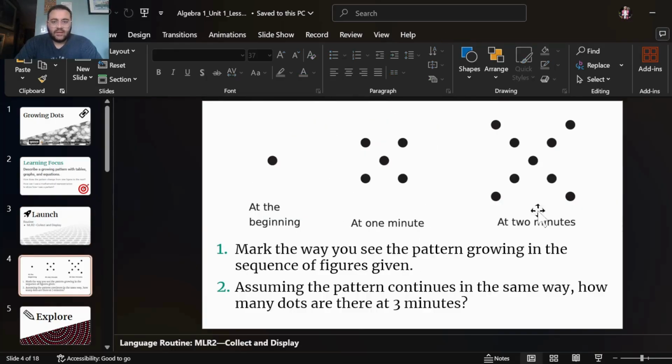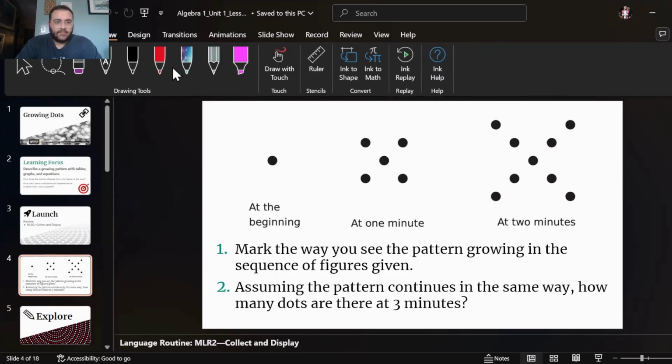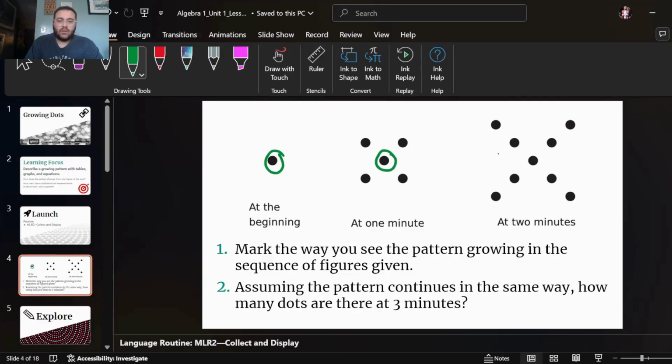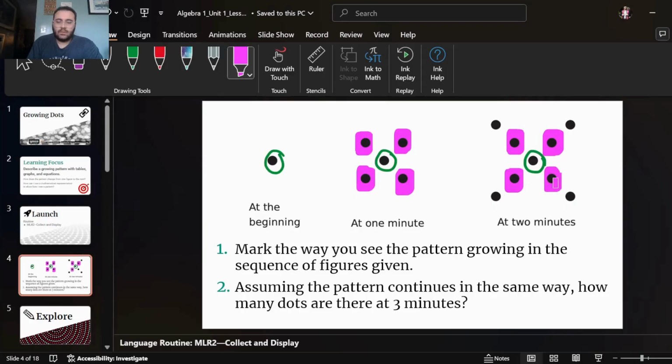So for our launch, students, you're asked to mark up how you see the pattern growing in front of you. Students can come up with several patterns. The most important patterns, I think, there are two. The first is to notice that there's always one dot in the center of every pattern. At the beginning, there's only one dot. But at minute 1, we have a dot added on each diagonal.